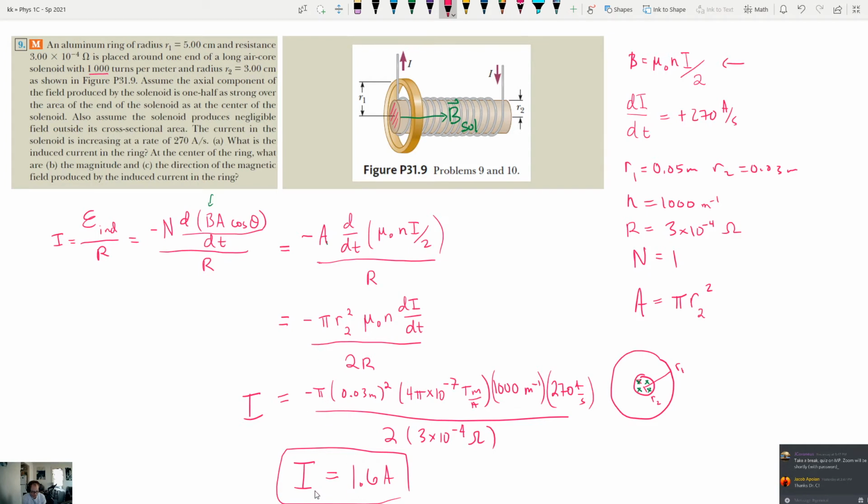Okay, so next thing to do is to find the magnitude and direction of the magnetic field produced by the induced current in the ring. So this was part A. For part B, I'll just write that over here. We just want to find the magnetic field of the ring, and we have an equation for that. When you have a ring, I believe the magnetic field is mu naught times the current in the ring divided by 2 times the radius, which in this case is R1, right? I think this is the equation. Does that look right to everybody?